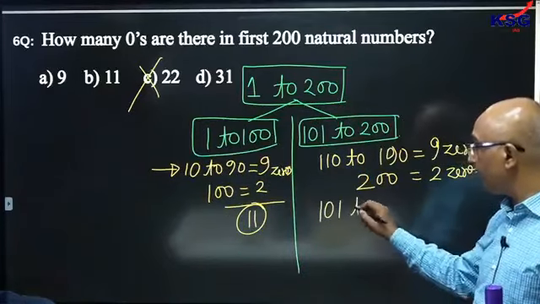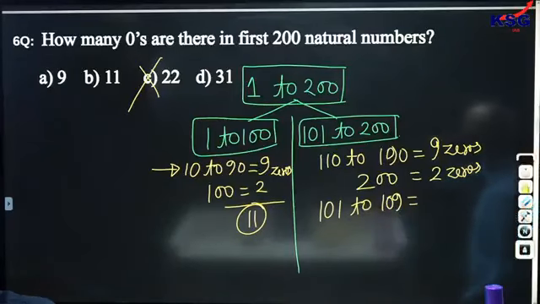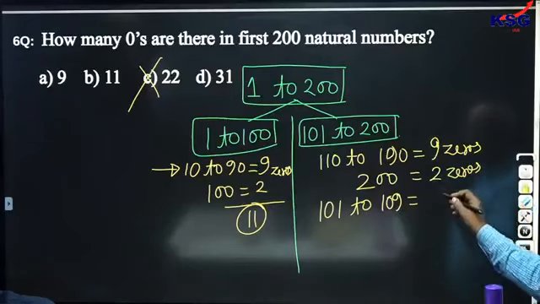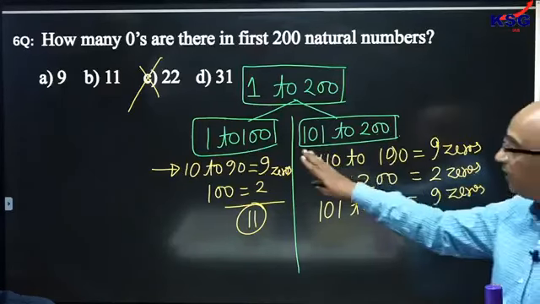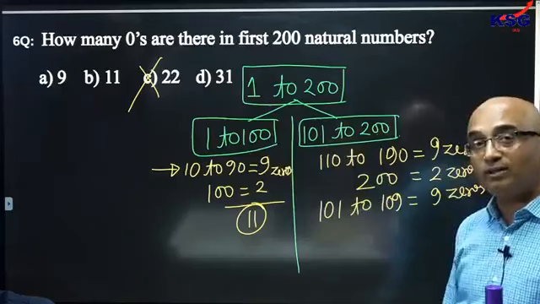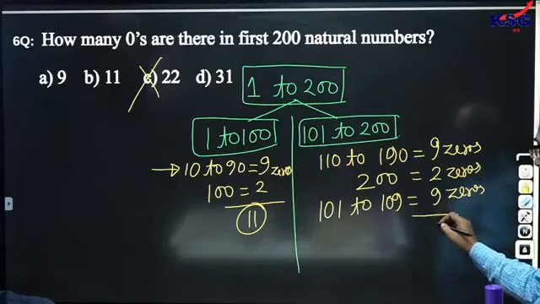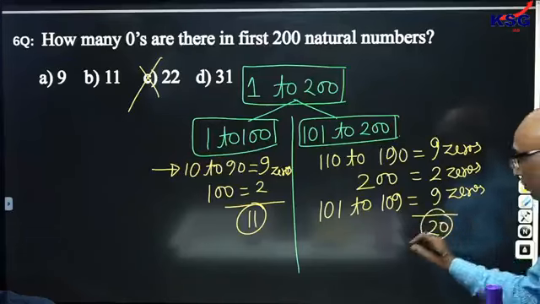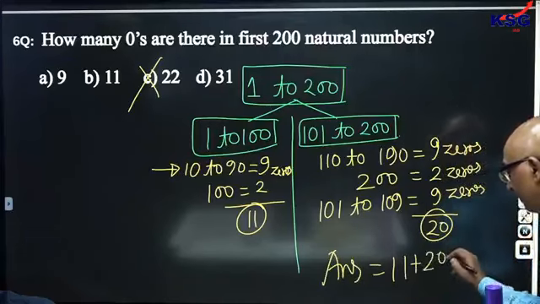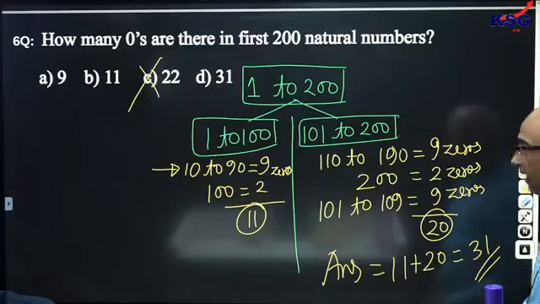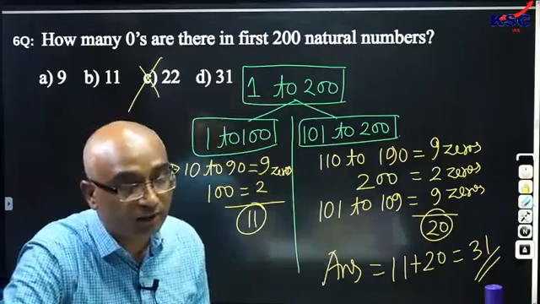So 101 to 109, these numbers also consist of zeros. So still 90 is missing. There is a difference between the first century and the second century, so be careful. 20 zeros. Therefore the answer is 11 plus 20, so the answer is 31. Basic discussion of this basic variety of question is going on.